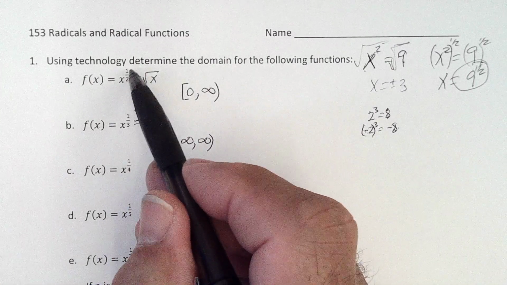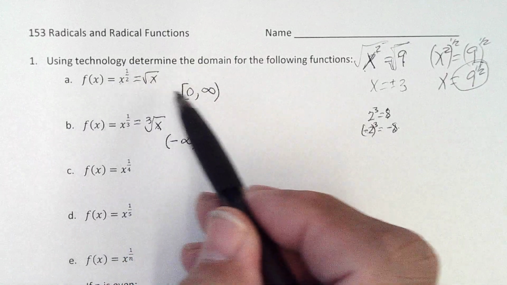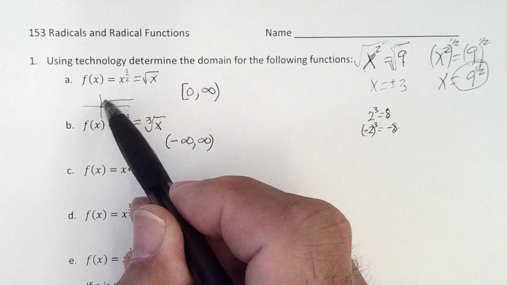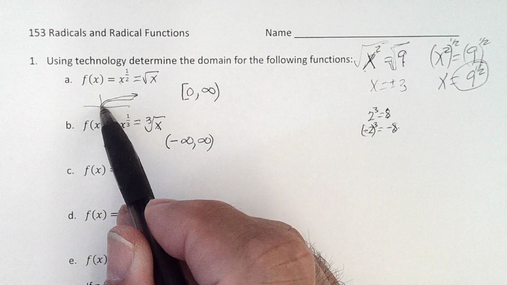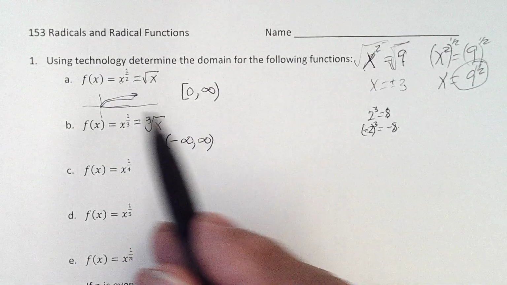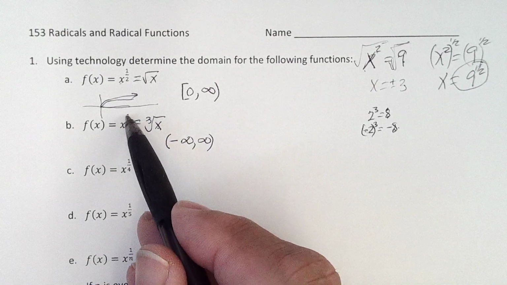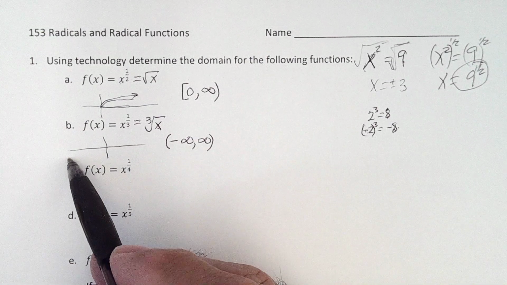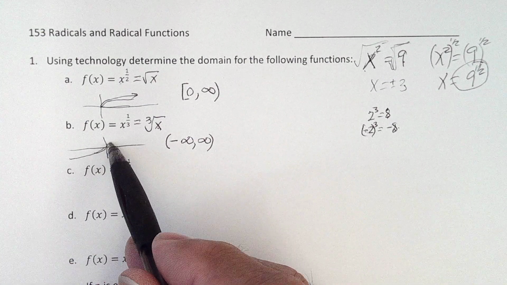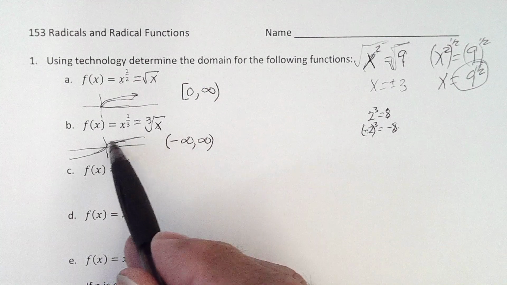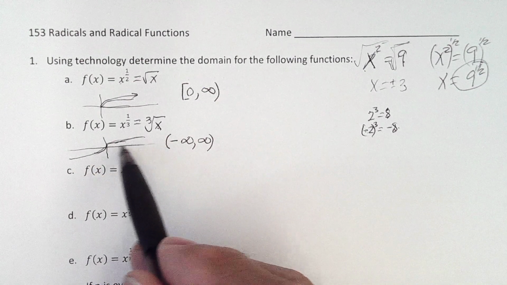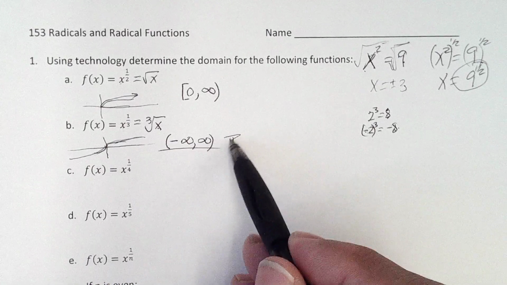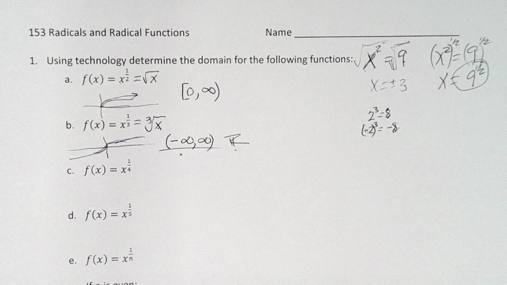Now you can type x to the 1/2 power in your calculator. It will look like what we've talked about, half of a parabola this way, and you can only use 0 or greater. If you type in x to the 1/3 power, it's going to look like the cube root, which is the cubic function on its side, and it exists for all positive x's, negative x's, and 0, for all real numbers. So this or this.